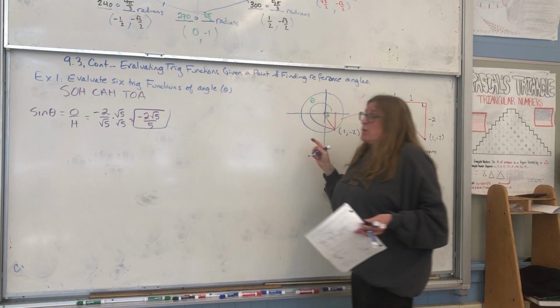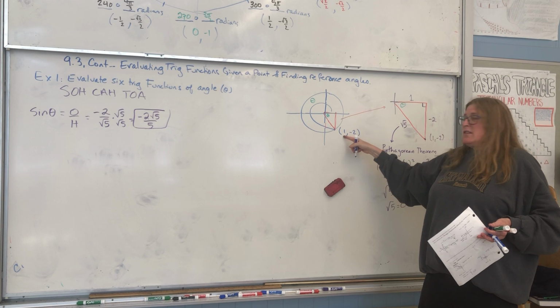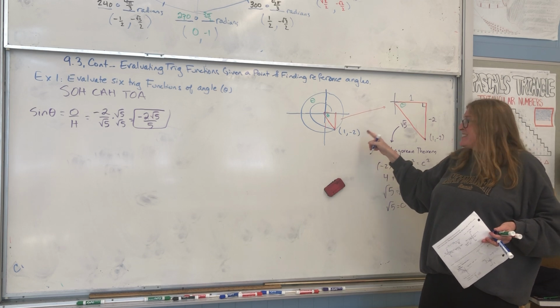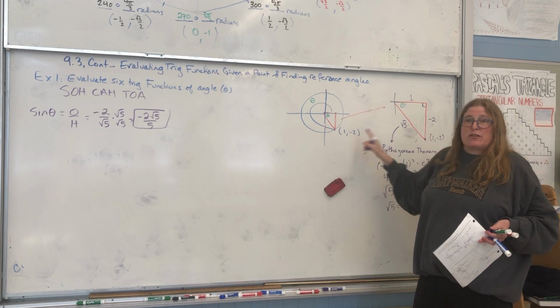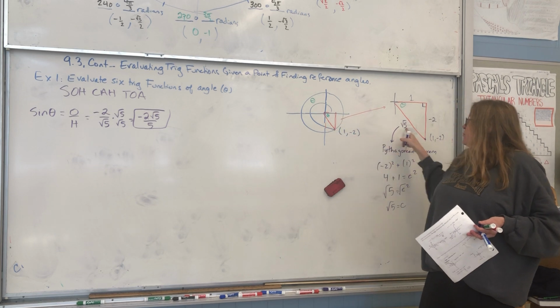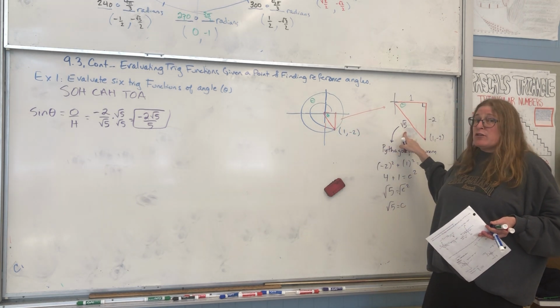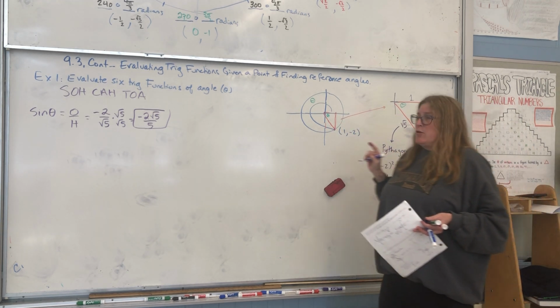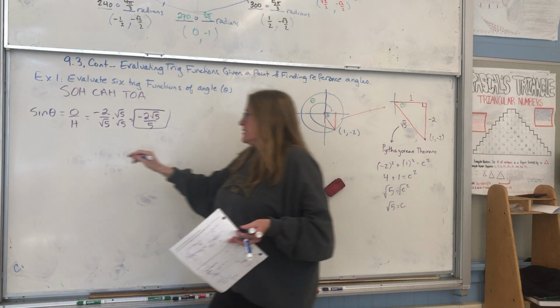Notice I'm not using what we did last time. I'm not using the x-coordinate and the y-coordinate like we did last time, and that's because this is not the unit circle. This is a circle with a radius of root 5. The unit circle has a radius of 1. So we're back to SOHCAHTOA land for this.